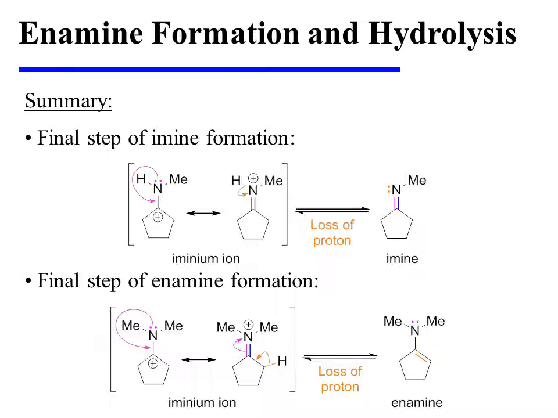Notice that in imine formation, the nitrogen atom has a proton that can be lost to the medium to create the imine. However, in enamine formation, the nitrogen atom possesses no protons, and therefore the only way to neutralize the charge on the molecule is to lose a proton from the alpha carbon, thereby pushing electrons onto nitrogen to form the neutral enamine. This, again, is the sole mechanistic difference between these two processes.